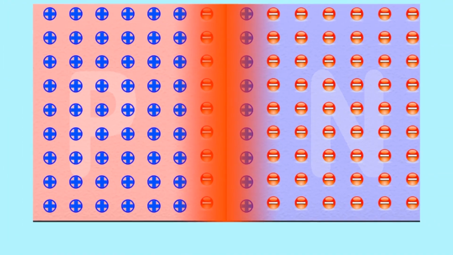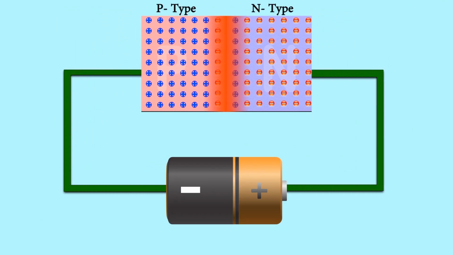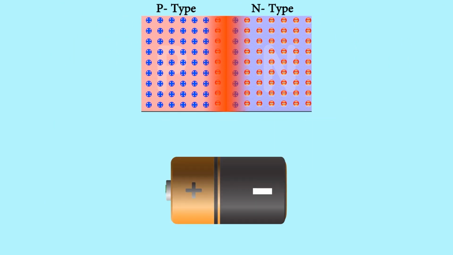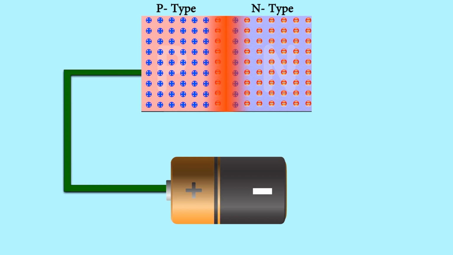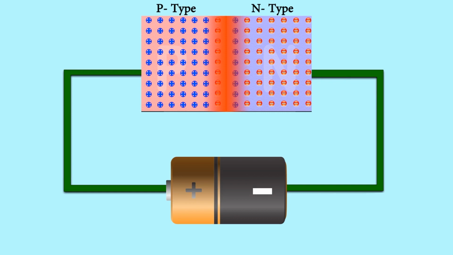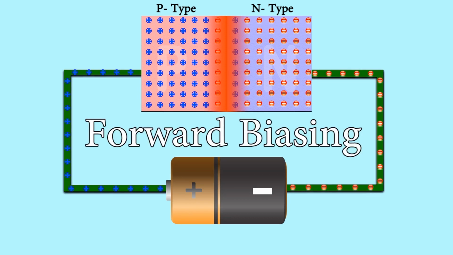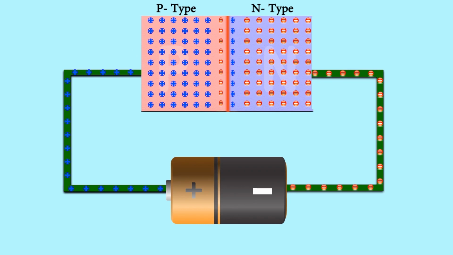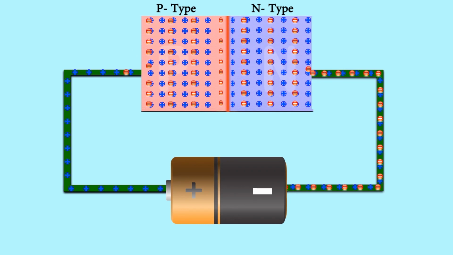When a diode is connected to a battery, it either lets the flow of electricity or prevents it. This process of connecting a diode to a battery is known as biasing. When the positive terminal of the battery is connected to the P-type semiconductor and the negative terminal is connected to the N-type semiconductor, it is called forward biasing of the diode. This repels the charges in the semiconductors, causing the depletion layer to shrink, so electrons can flow to conduct electricity.